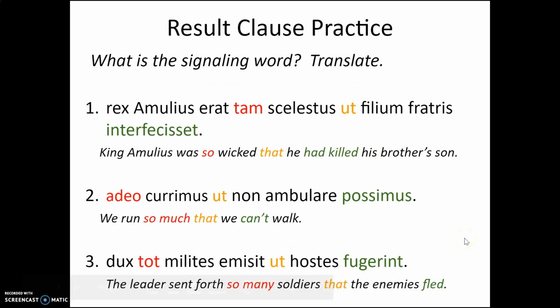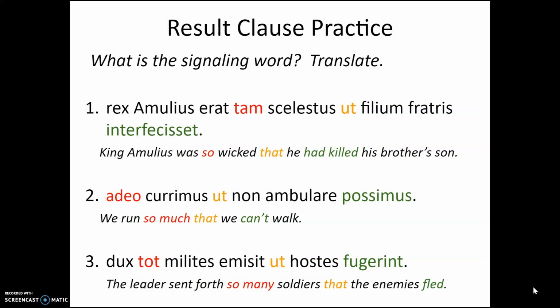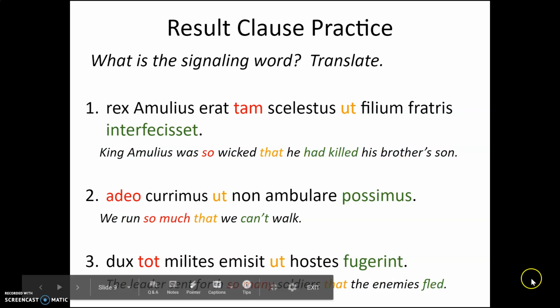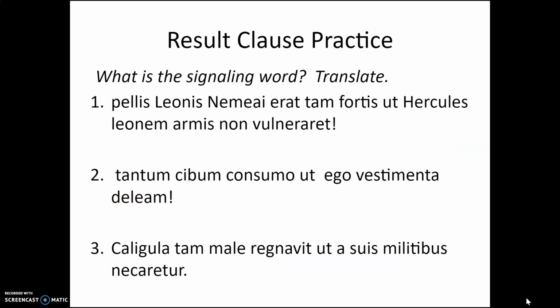So for your notes, here's what we've got. I even color-coded. You are welcome. All right, guys. So what I'd like you to do on your own is you've got another 3 practice exercises. Please do those on your own. Find your signaling word, tam, tantus, tot, adeo, ita, sic, and translate them. All right, omnes, valeatis.